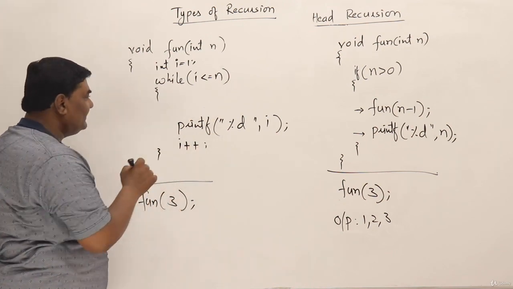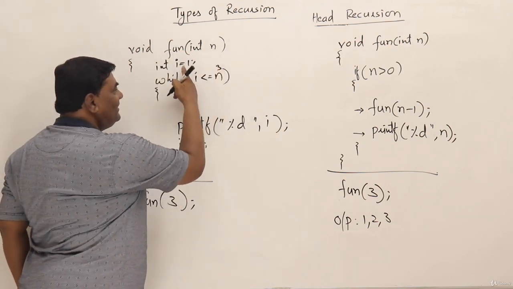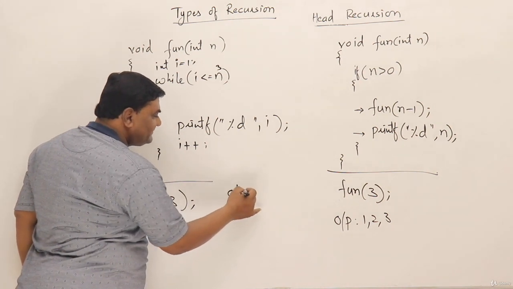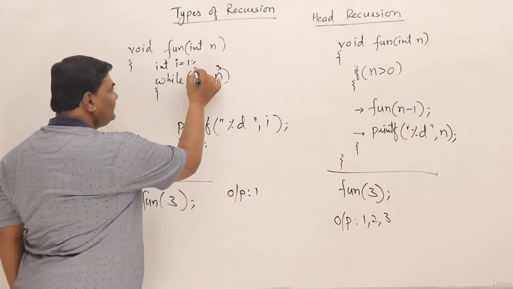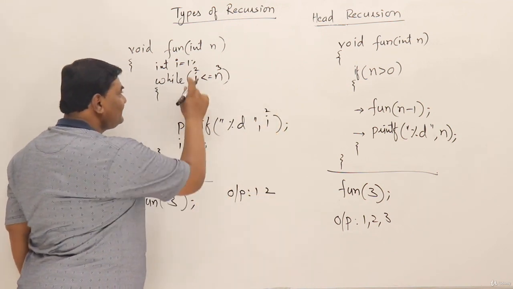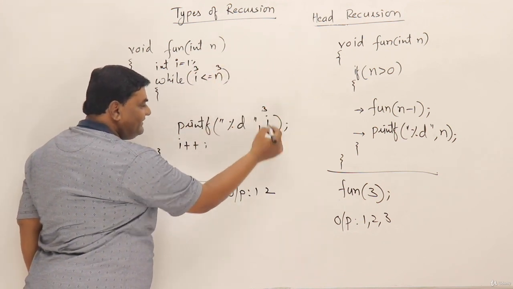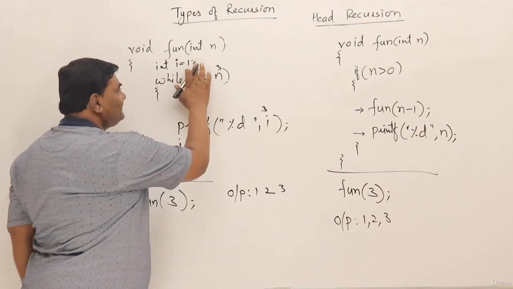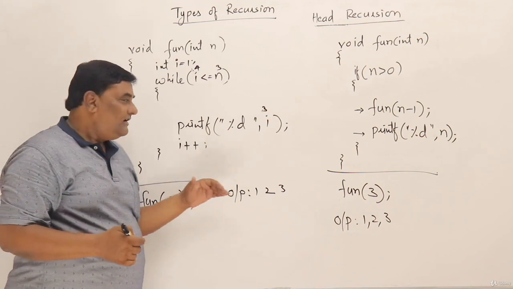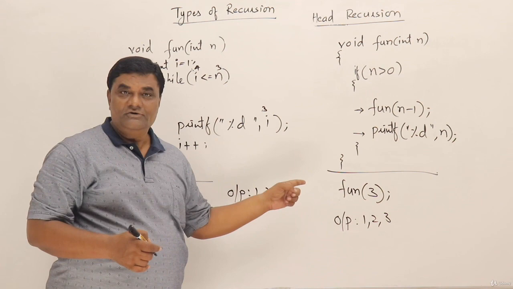Let us try to run and see this one. If I pass the value as 3, that is n is 3. So i is 1, 1 is less than 3, so it will print i, that is 1. So output is 1. Then i becomes 2, 2 is less than 3, so it will print 2. Then i plus plus, i becomes 3, 3 is less than equal to 3, so it will print 3. Then i plus plus, i becomes 4, 4 is not less than equal to 3, so it will not enter, and it will finish the loop and come out. So the output is 1, 2, 3.